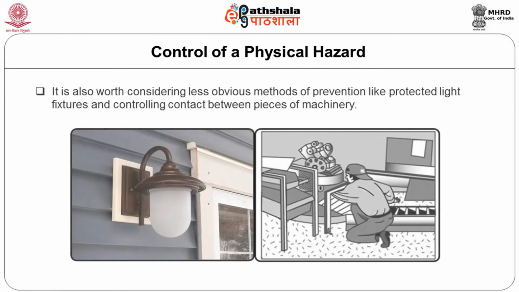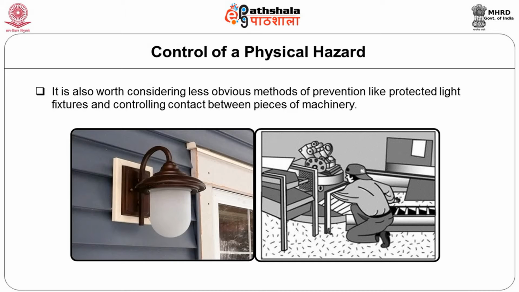It's also worth considering less obvious methods of prevention like protected light fixtures and controlling contact between pieces of machinery, because sometimes the bulbs or other parts of the equipment also do fall into the food while the food is being prepared or processed.